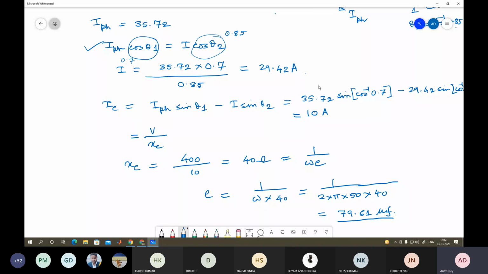So in the next class, I'll show one example which is of an unbalanced load, that is on Monday, and then we'll gradually shift to the transformer, single phase transformer, and with that our course will be concluded.